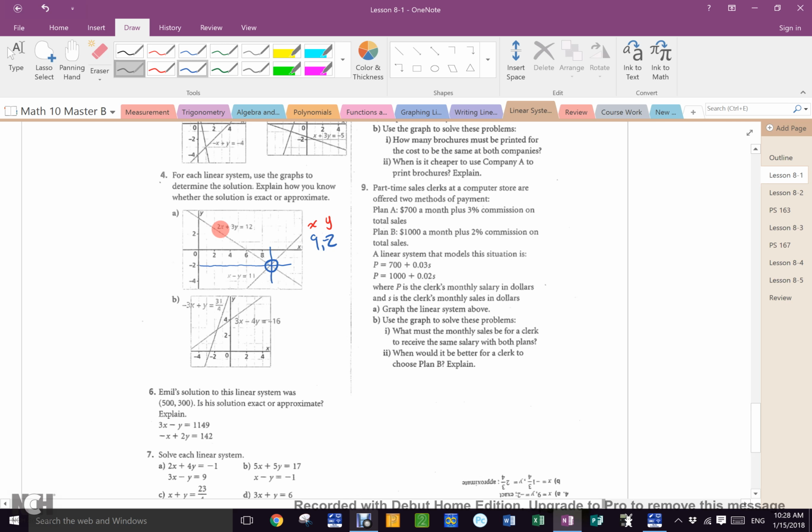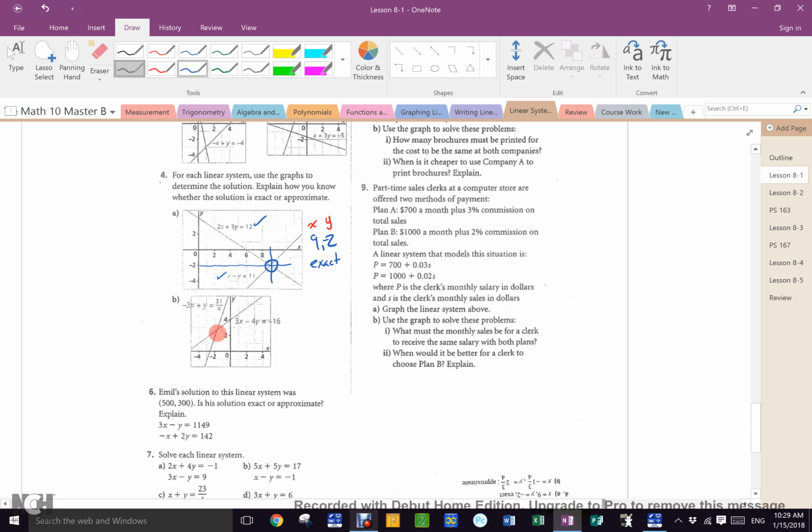Okay, so what's 2 times 9? 18. What's 3 times negative 2? Negative 6. 18 and negative 6 is 12. So did it work for the first one? Oh no, I thought it was a different one. Is 9 minus 2, 11? Wait, negative 2, so 9 minus negative 2 is 11. So it works for that one. So it is an exact answer.